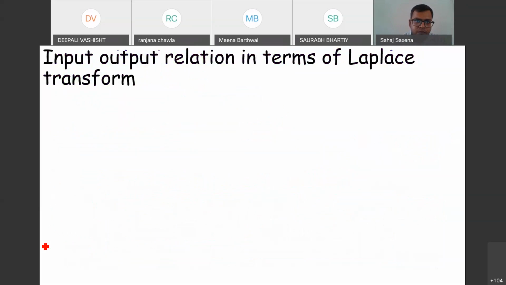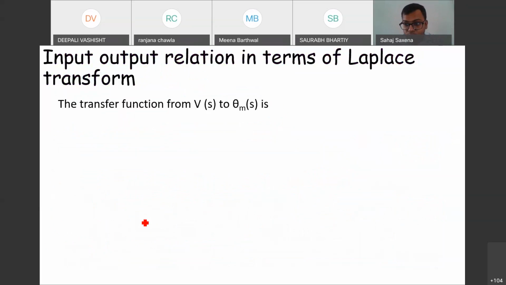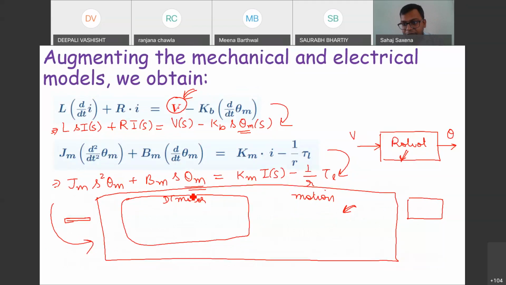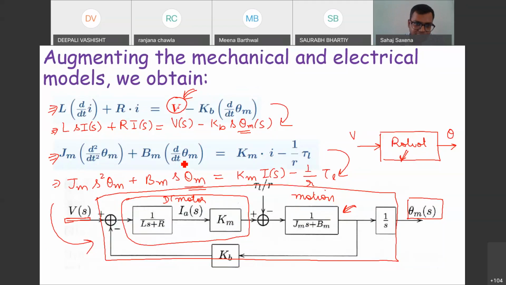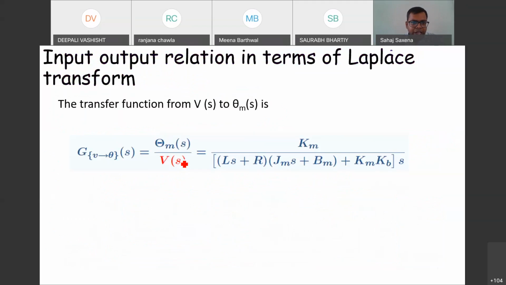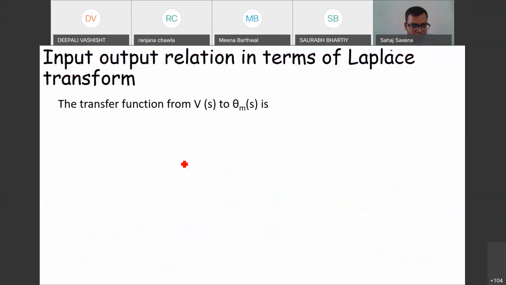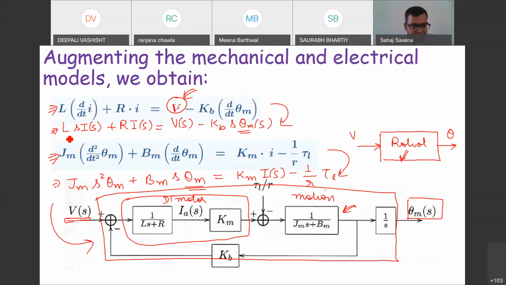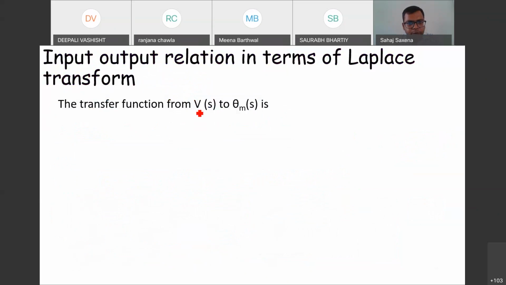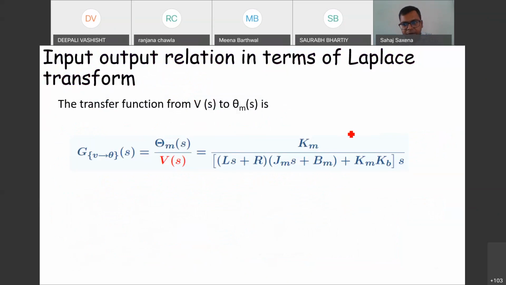So with this, you can see what the relation is between these two. I mean, what is the relation between V and theta? You know that the V and theta relation in the time domain is these two relationships. If we talk in the Laplace transform, then if you use these two equations, you will see that the relation between V and theta will be given by this term. If you solve the equation, you will get this.